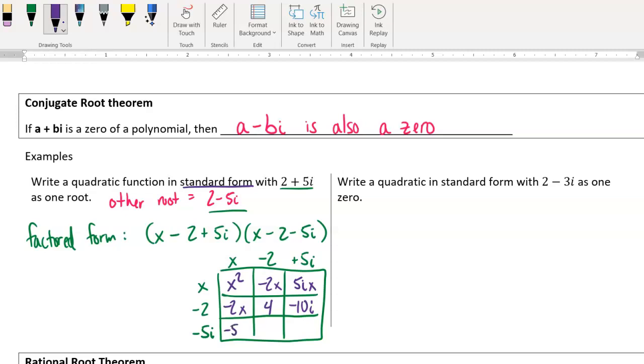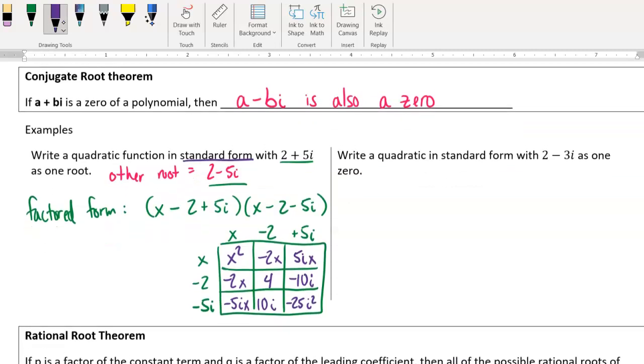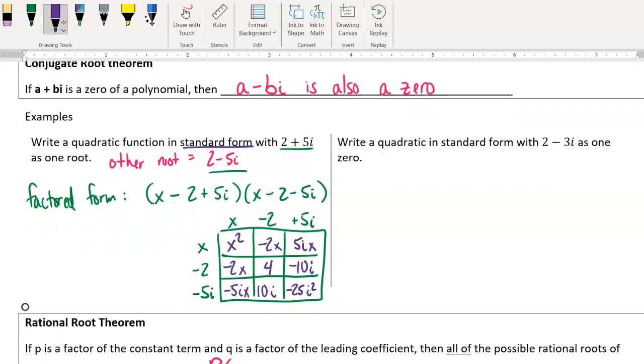All right, so again, nothing too unique, but let's look at this last bottom row. -5i times x, we'll write that as -5ix. -5i times -2 would be a +10i. And -5i times 5i is -25i squared. Now let's simplify what we have in the box here. Let's look at a couple of things before we start to combine like terms, because 5ix minus 5ix, those are opposites of each other, so they cancel each other out. These are opposites of each other, they also cancel out.